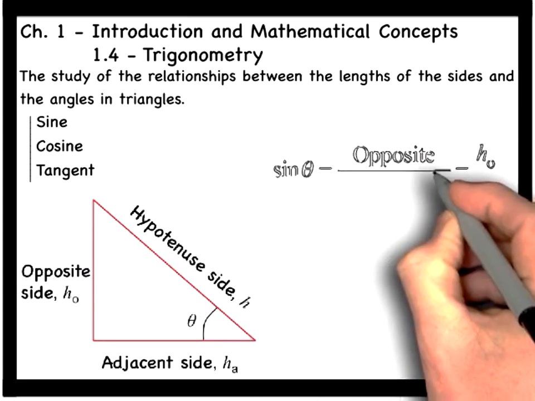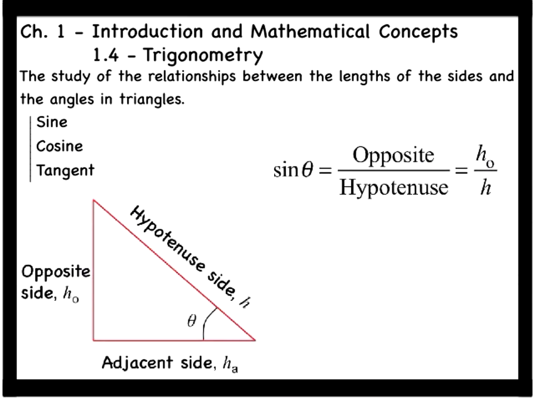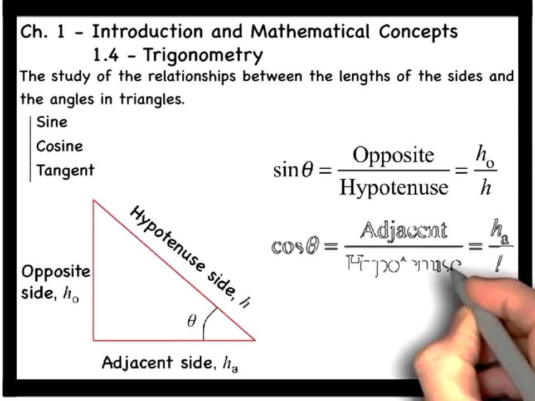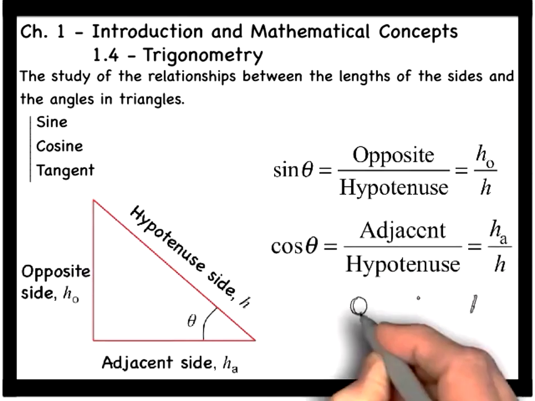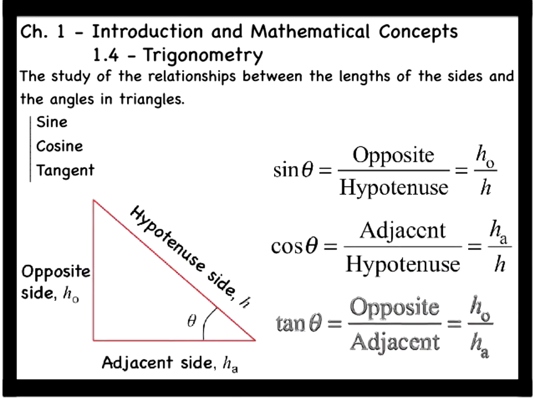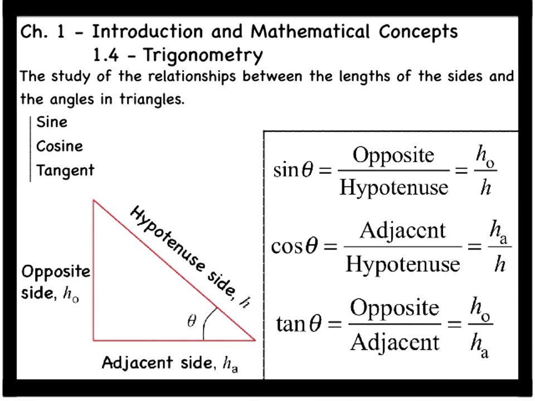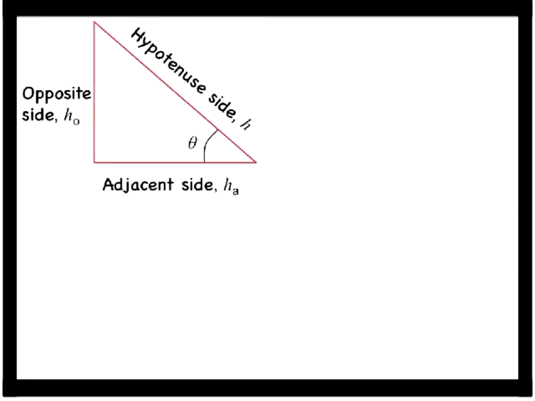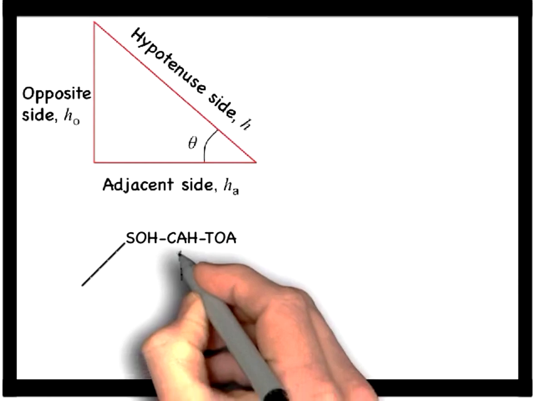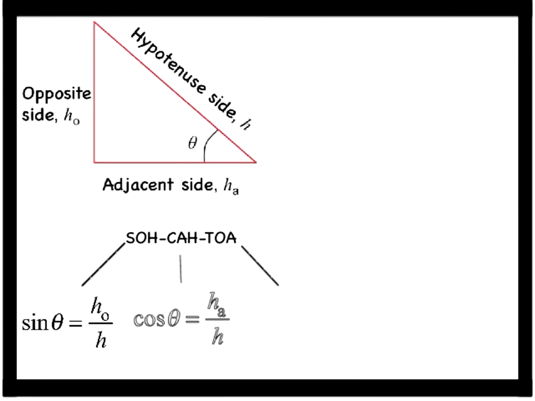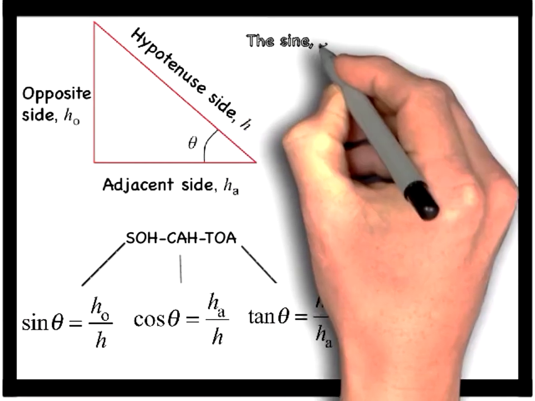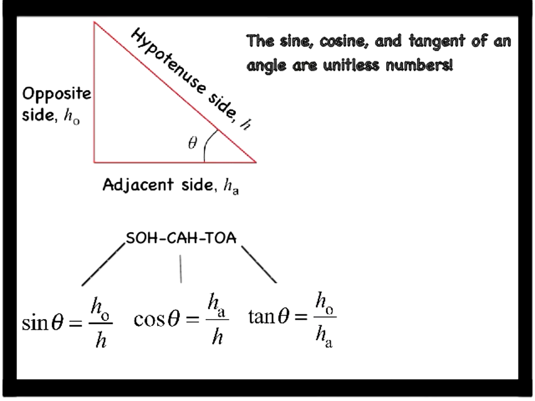Sine theta equals the opposite side divided by the hypotenuse. Cosine theta equals the side adjacent to the angle theta divided by the hypotenuse. And tangent theta equals the opposite side divided by the adjacent side. Many students find it easy to remember these relationships by memorizing the word SOHCAHTOA. Since the trigonometric functions are ratios of two sides of a triangle, they are unitless numbers.